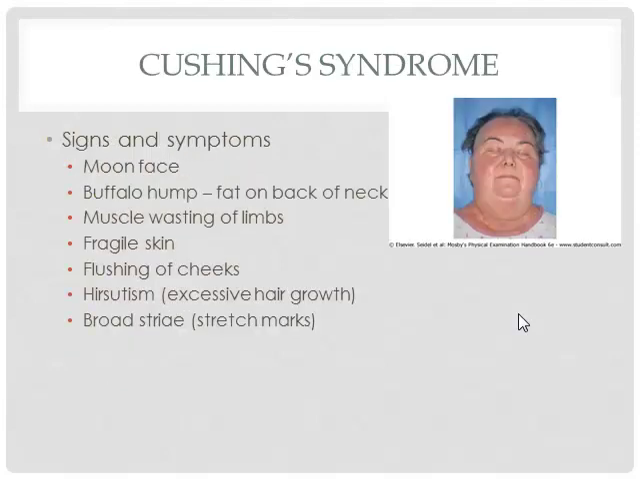So here's an example of the signs and symptoms for Cushing syndrome. They usually have a moon face, or an enlarged face. They'll have a buffalo hump in the area where the cervical and thoracic spine meet. There's an excess amount of fat on the back of the neck and the cervical spine area. They have muscle wasting in the limbs, fragile skin, and flushing of the cheeks. They would also have hirsutism, which is excessive hair growth, or broad striae, which is another name for stretch marks.